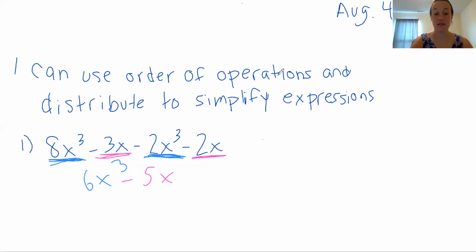Now let's take a look at these two terms. 6x to the third and negative 5x, same variable, but they don't have the same exponent. They don't have the same power. So I cannot put those together. That is my final answer. We're going to leave it like that.